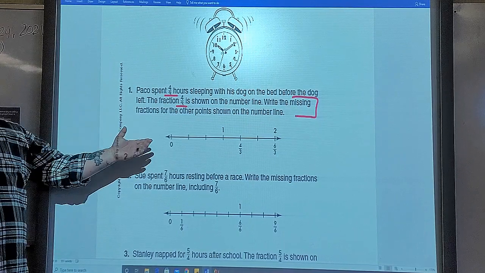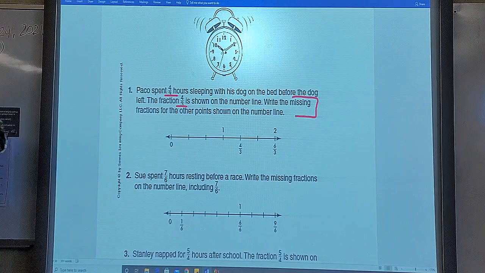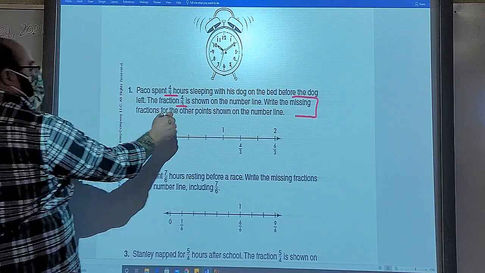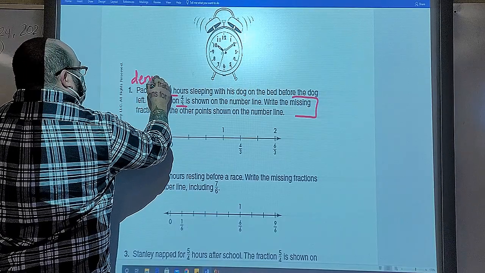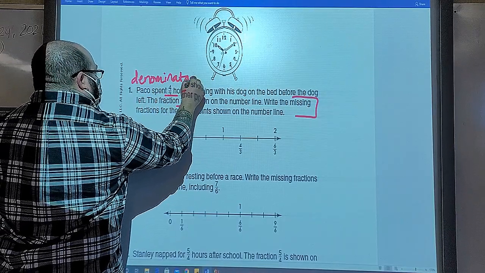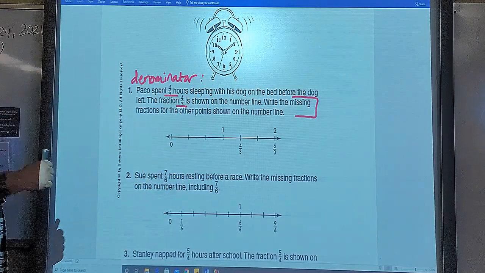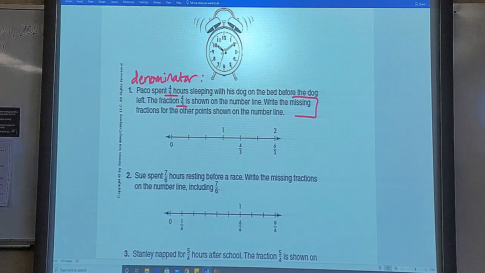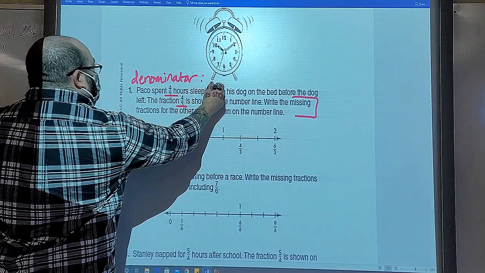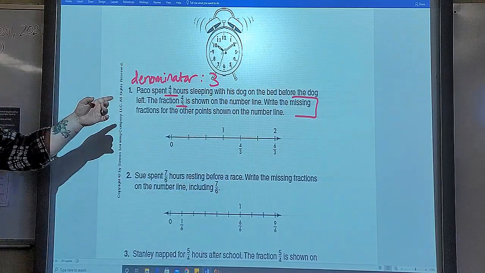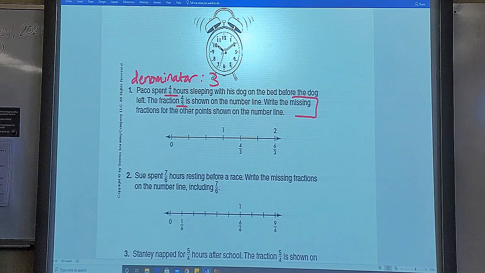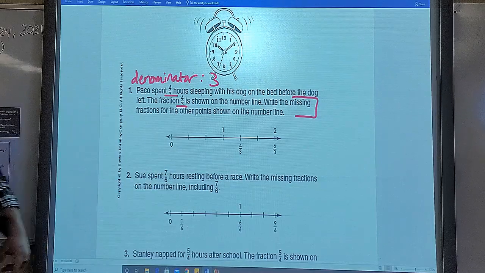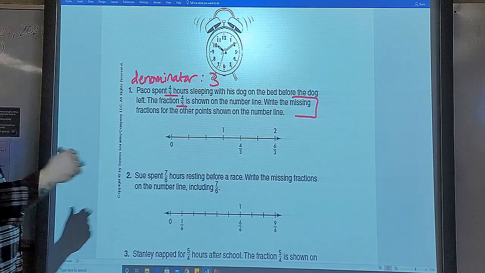So what are our missing points then? What is our first question? First question. Down here for our fraction. The first fraction they're showing you. For how much Paco slept, what is the denominator? What's the denominator, Allie? 3. It is. It's 3. And our first numerator then is Ian? 1. The numerator is 1. For this one right here? So what is this? Tell me the whole fraction. 1/3. That's right. 1/3.